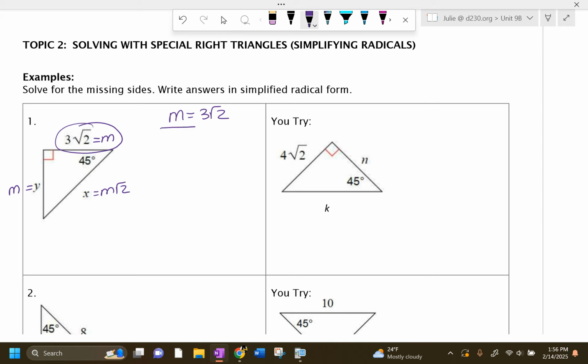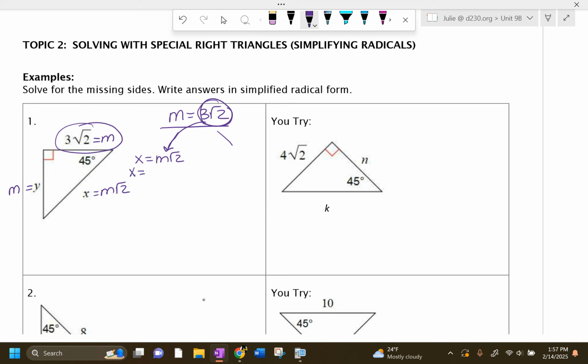Okay, m is by itself, so I'm done. So now I can substitute that in for x and y. All right, so for x, I have m square root 2. So I'm going to take this 3 square root 2 and I'm going to put it in for m.